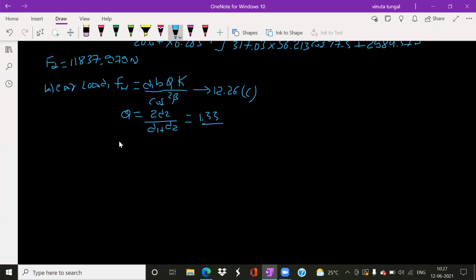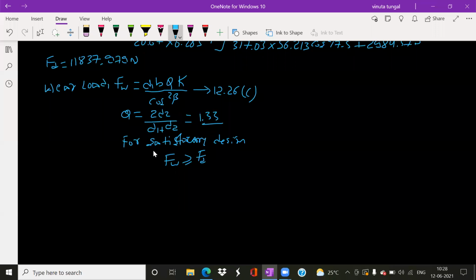1.33, all of you getting? Yes, sir. Getting the same value? Okay. For the design to be safe, or for a satisfactory design, whatever the wear load is, it has to be greater than or equal to the dynamic load. Then only the design will be safe.